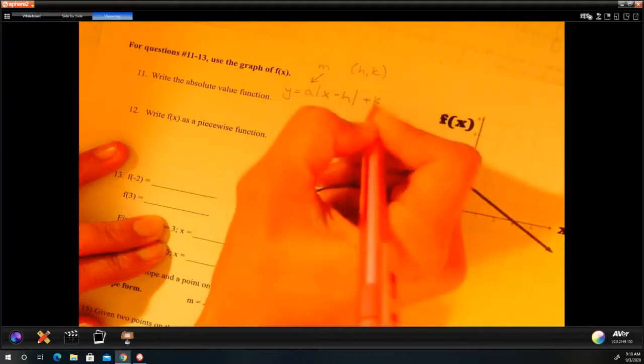Okay, so this is an absolute value. Remember, standard form is y equals a absolute value x minus h plus k. So a is my slope, and then h, k, opposite of this, is what's called my vertex. So here I'm going to have y equals.